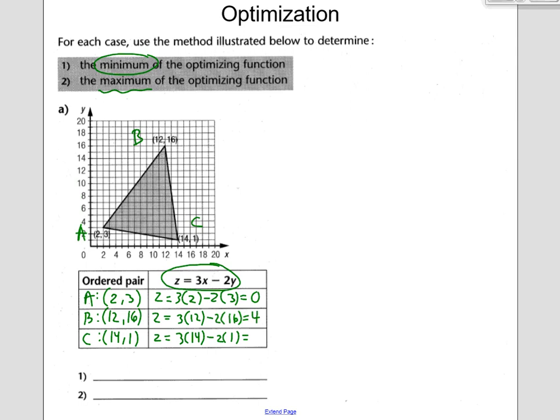So you should find 4 here and 40 here. So which one? The question is, use the method to determine the minimum. So here the minimum is 0 and the maximum is 40.